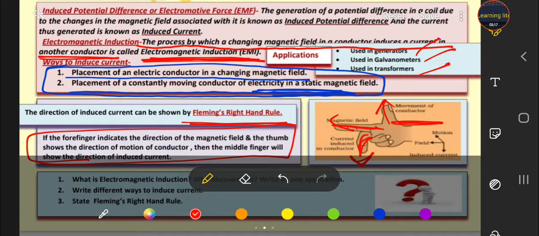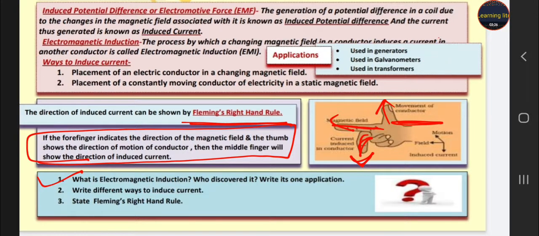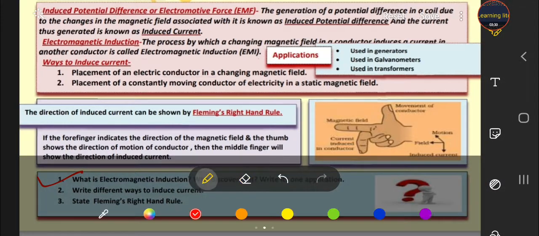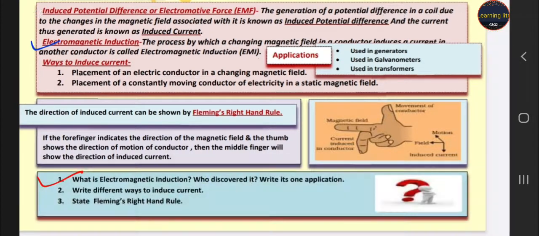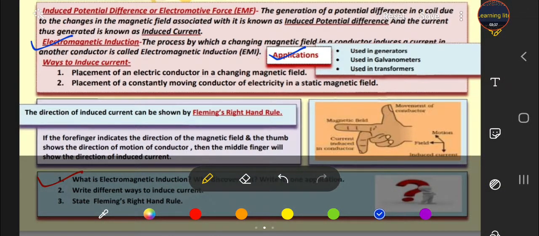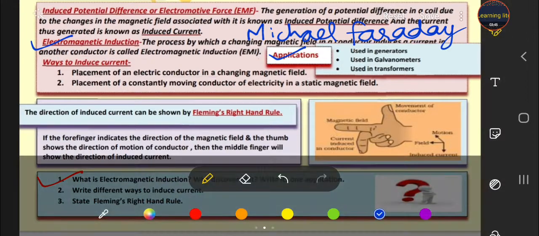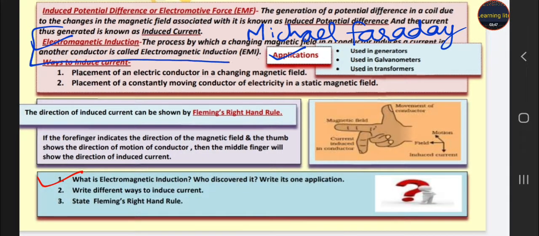Now let's do the exercise here. First question: what is electromagnetic induction? Who discovered it? And write one application. So we have the answers in our worksheet right here. What is the first answer, students? This is your first answer: electromagnetic induction, its applications, and discovered by Michael Faraday. So this is your first answer.